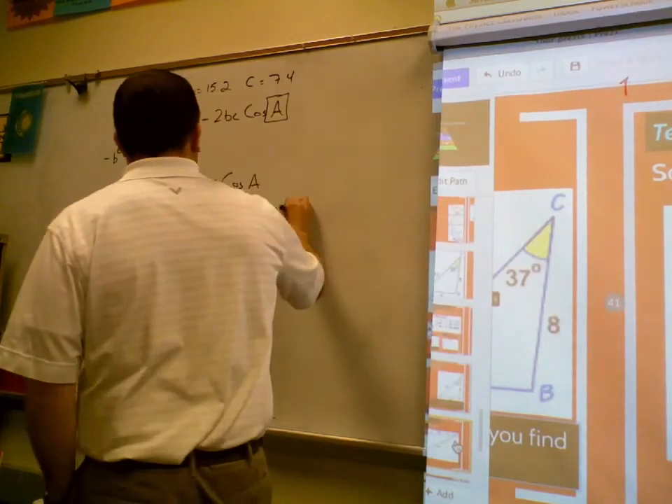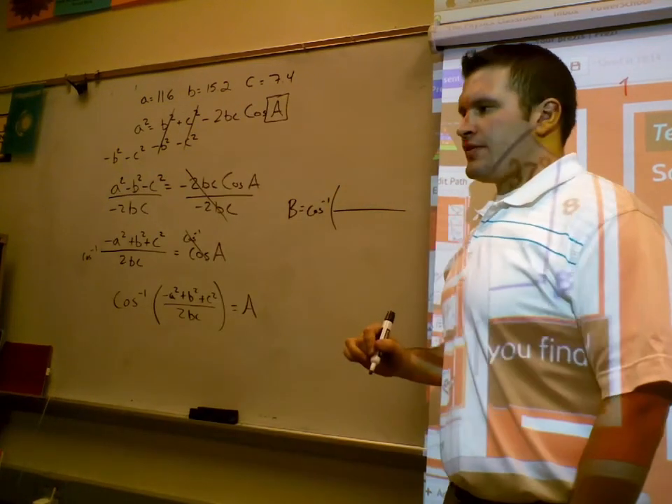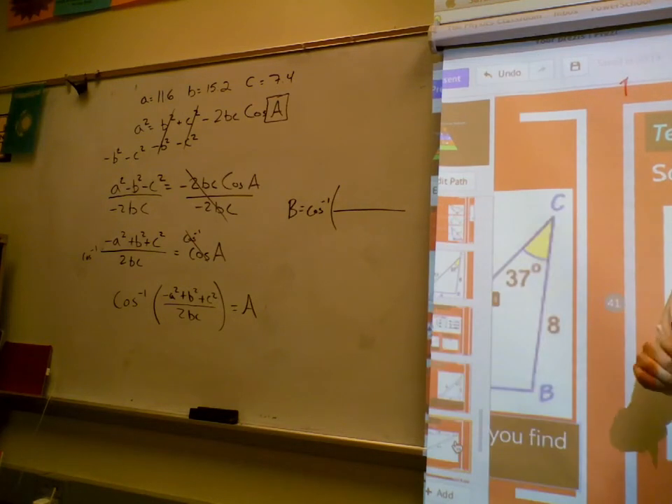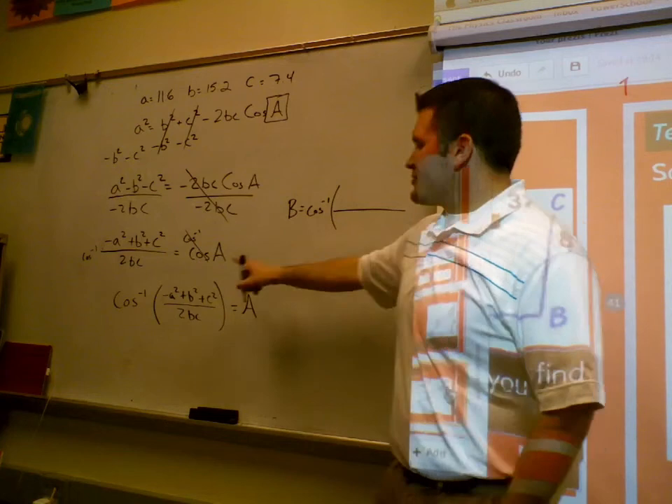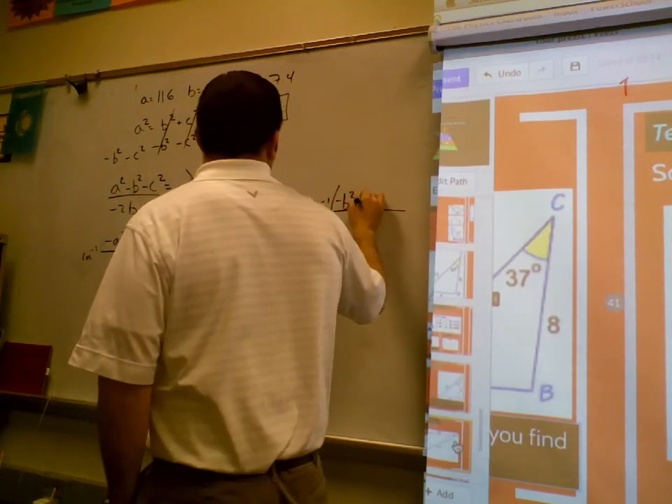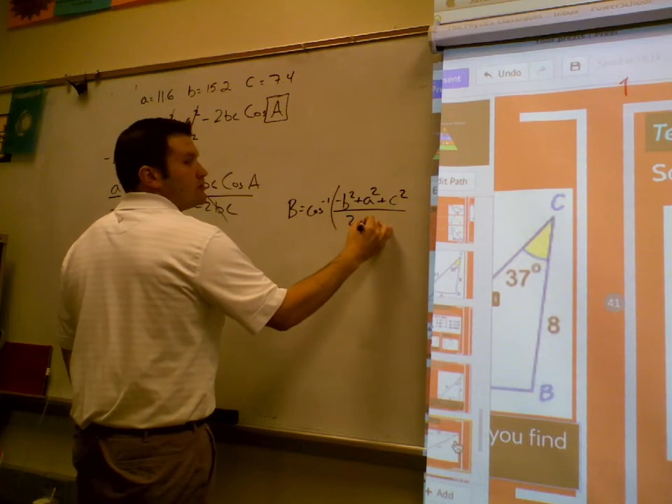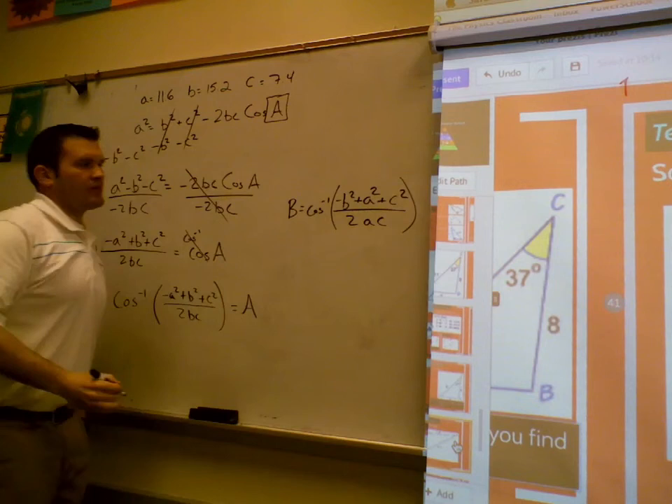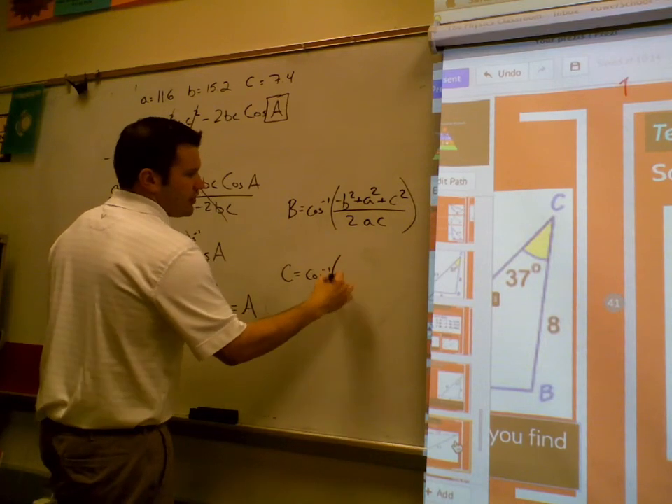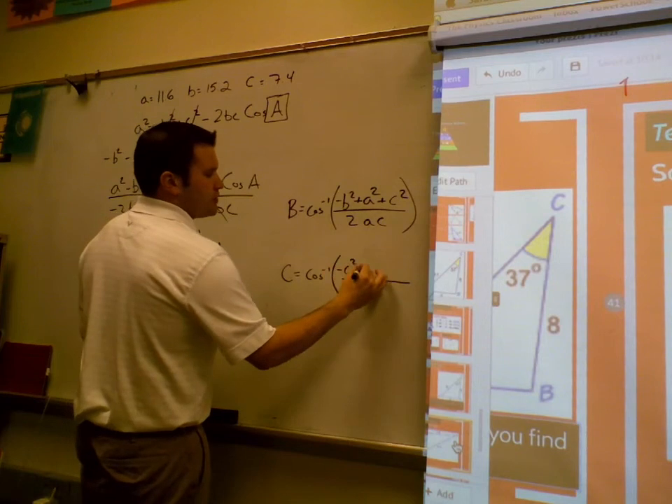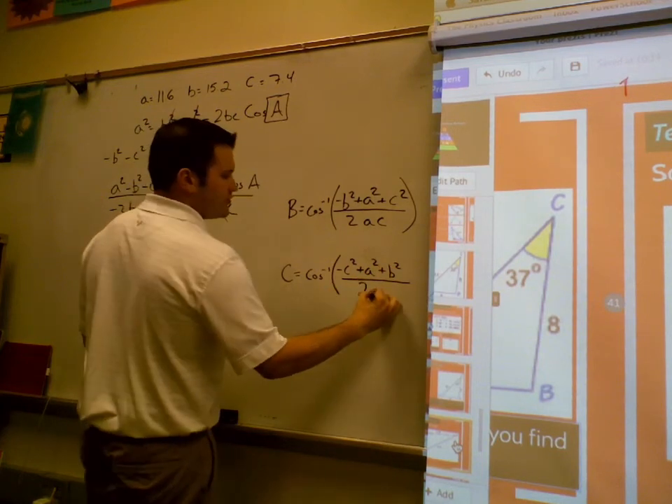Okay, so let's try it out. What if I have B equals cosine negative 1 of... What do you guys think? Remember I found A, so the first one was A. If I'm finding B, what's my first thing? B. So it's negative B squared plus A squared plus C squared over 2AC. And then the next one is C: cosine negative 1 of negative C squared plus A squared plus B squared over 2AB.